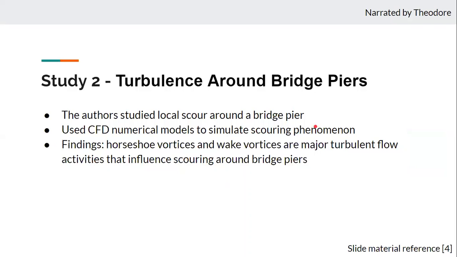A study was conducted in 2018 at the University of Melbourne in Australia. This study analyzed scouring around bridge piers using numerical modeling based on computational fluid dynamics. The study analyzed how turbulent flow produced both horseshoe vortices and wake vortices. These two vortices were the largest factors responsible for the displacement of sediment around the bridge pier.